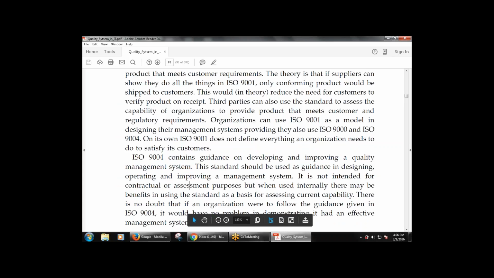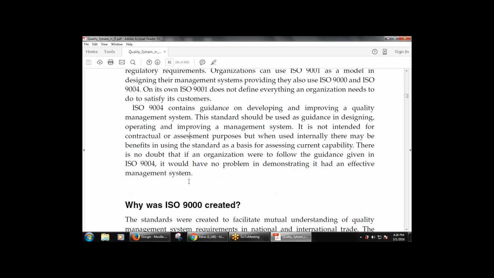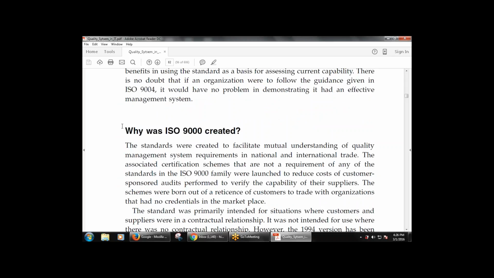So what are the various parts by which we can use ISO 9004? It contains guidance on developing and improving the quality management system. That is the ISO 9004 standard. Now, why was ISO 9001 created? What is the main benefit of creating it? It was created to facilitate the understanding of the quality management system. How to improve the quality management system is the main role of the ISO 9000 standards, which are used in national and international trade.